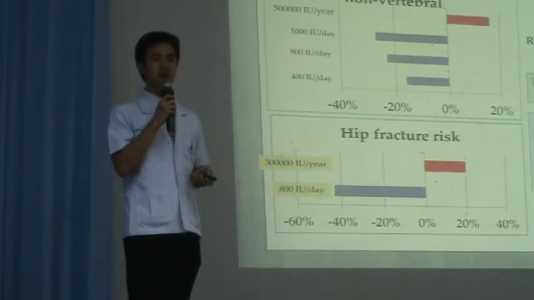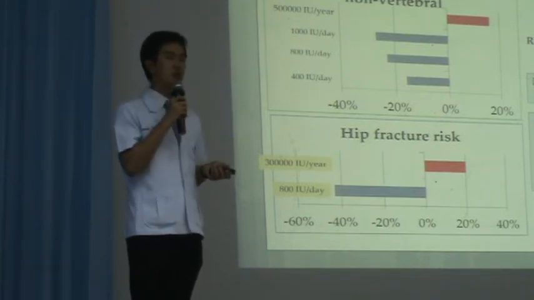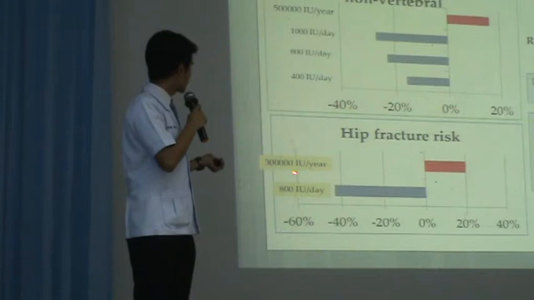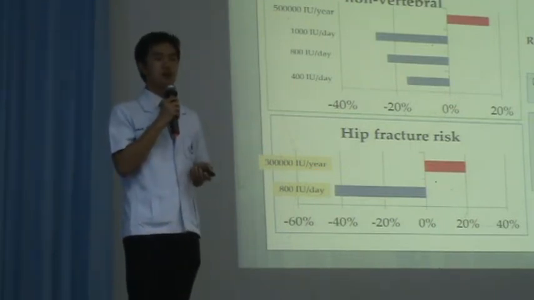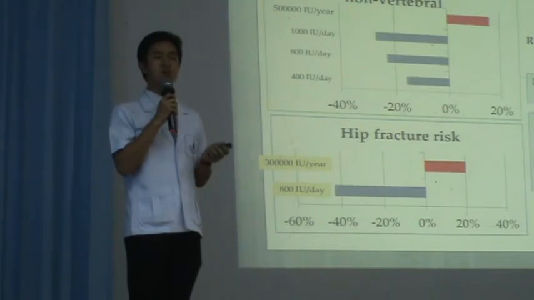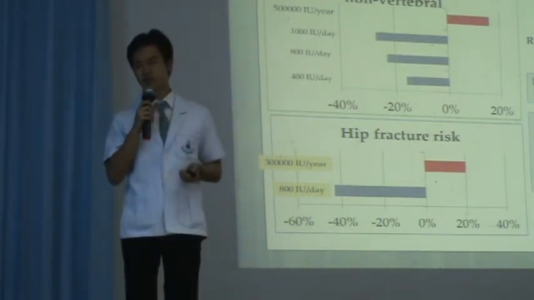And we use vitamin D in modulation to reduce the risk of fracture. In the red, the group received vitamin D 30,000 IU per year to 50,000 IU per year. We found it impossible to reduce the risk of fracture. Maybe it was the result of too little vitamin D.